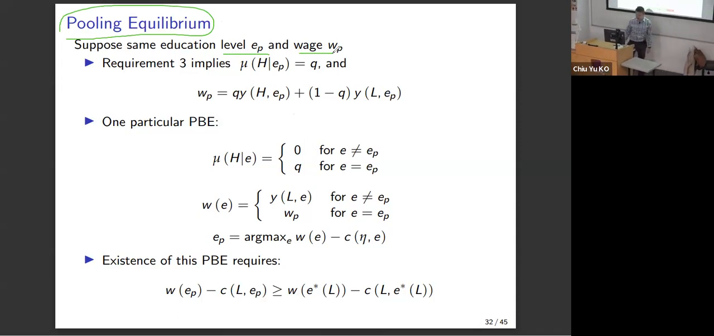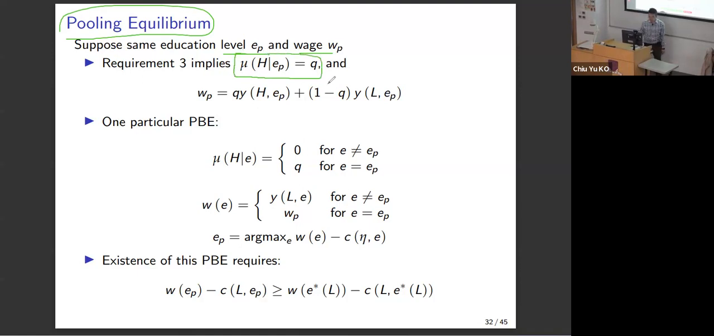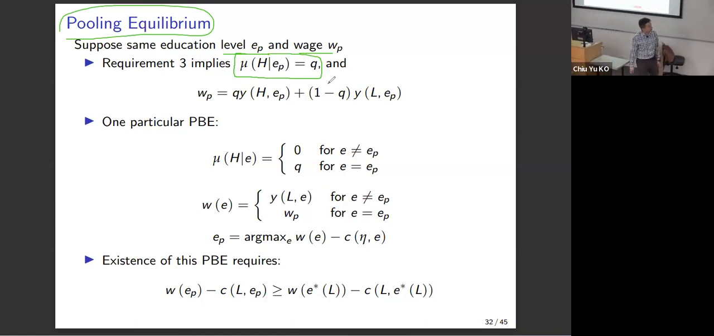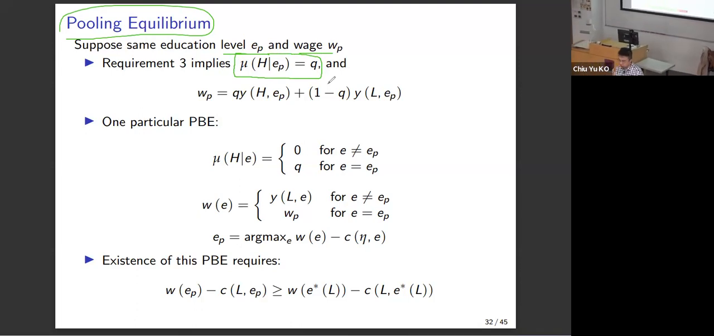And since everyone sends the same education, there's nothing to be learned for the firm. The firm would still keep the original idea. Q of them are high type, 1 minus Q low type. Q is the original fraction of the high type and low type. Nothing is learned. The Bayes rule doesn't really matter, because that's what we see along the equilibrium: Bayes rule doesn't learn anything. And the wage will be just based on the expected productivity, Q of the time high type with the education, 1 minus Q low type.